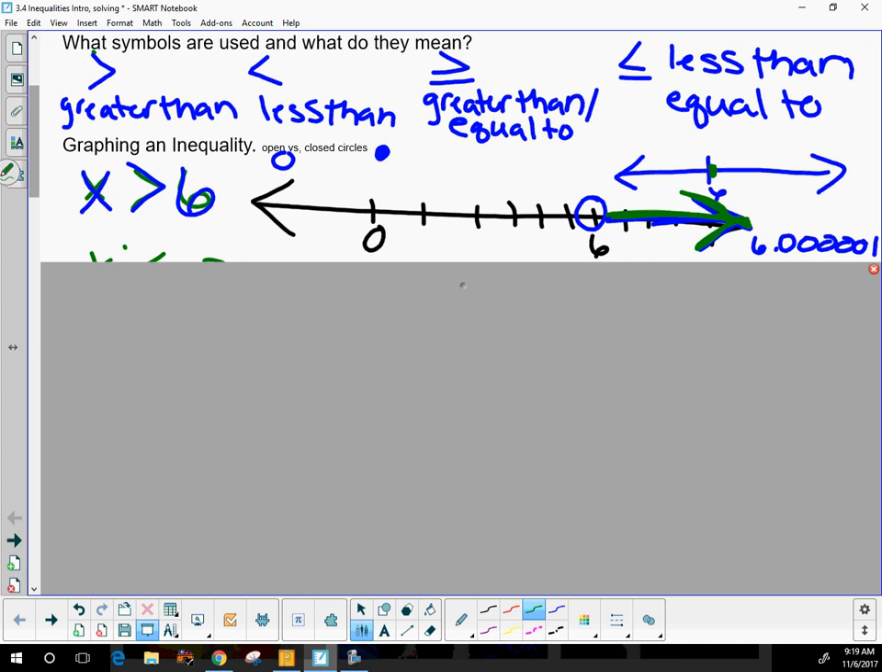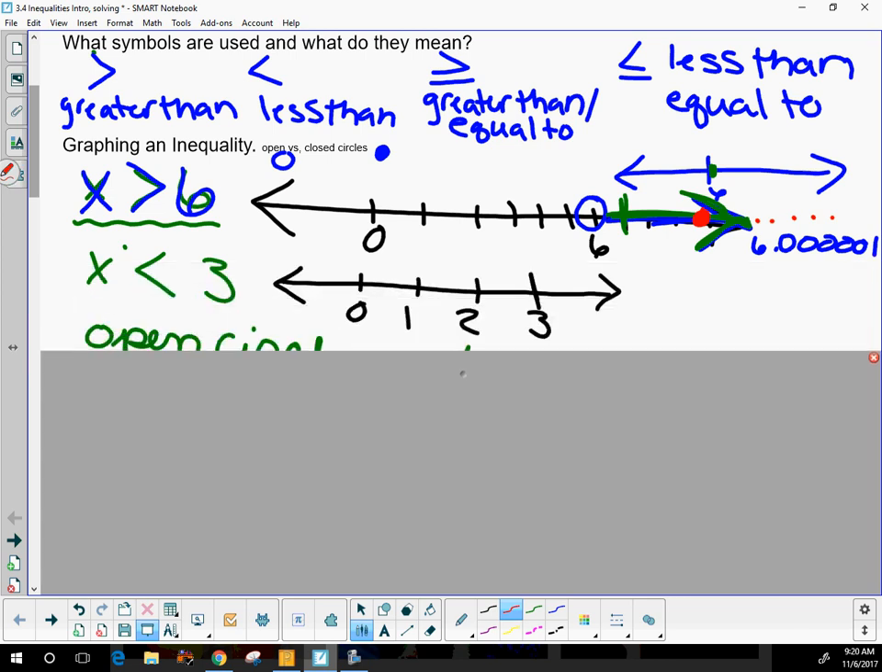Think about how many answers we could have for this number. X could equal 7. I got that right here. X could equal 10. That's over here. X could equal 18 billion, and that's over there as well. This is why we start graphing inequalities. We certainly do not have enough time to just write down all the different possibilities that X could be.